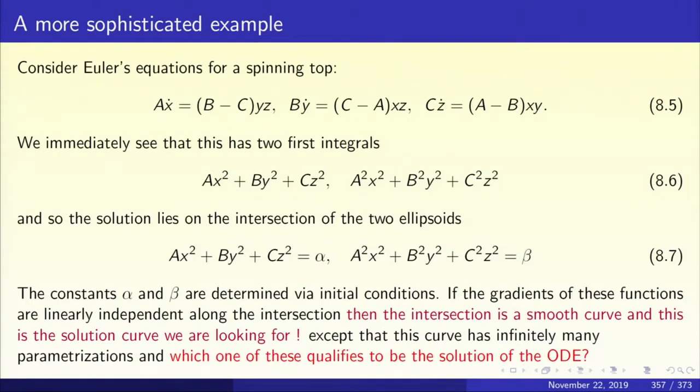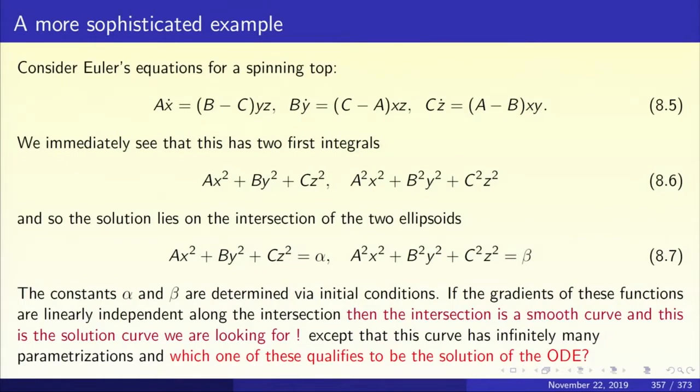What do you get? A x x dot plus B y y dot plus C z z dot equal to 0. Again, x x dot is the derivative of x squared by 2, y y dot is the derivative of y squared by 2, z z dot is the derivative of z squared by 2. And we see that the derivative of A x squared plus B y squared plus C z squared is 0. So A x squared plus B y squared plus C z squared is constant along solutions. In other words, it's a first integral.